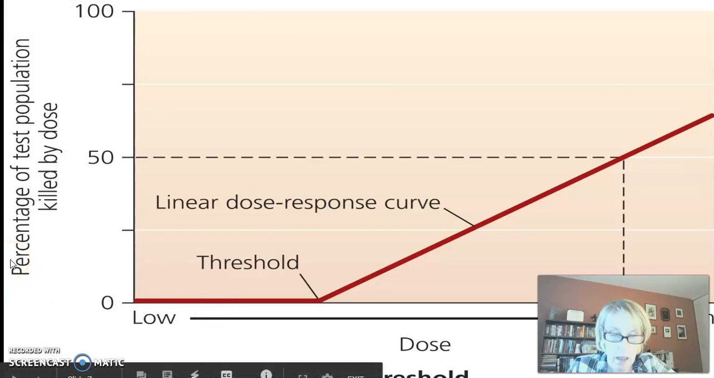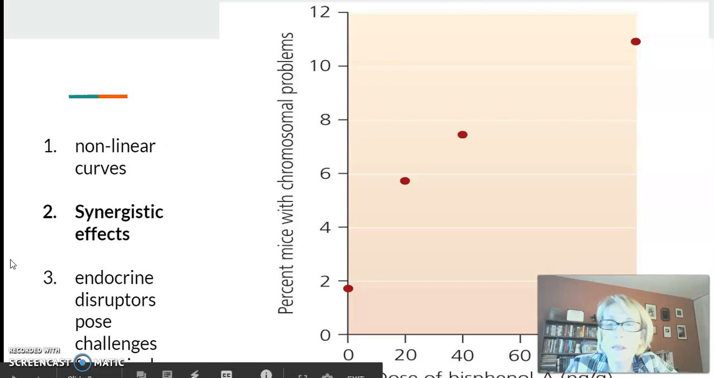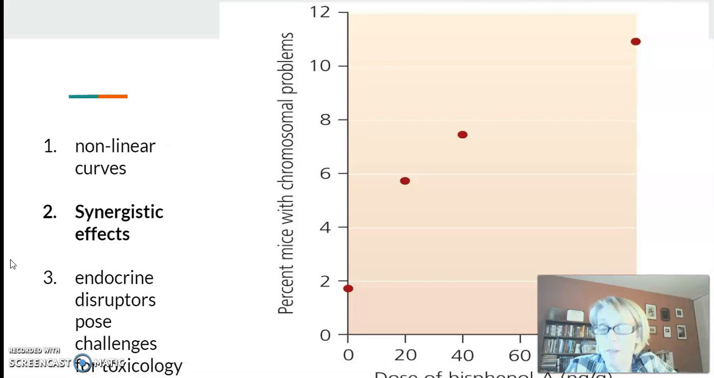Okay. So what are some of the problems with these dose response curves? I was showing you basically the classic ones, but there are a lot of times where people will get nonlinear curves, so it won't really do what we expect. Sometimes you'll actually see increasing effects with increasing dose, and then it drops off.